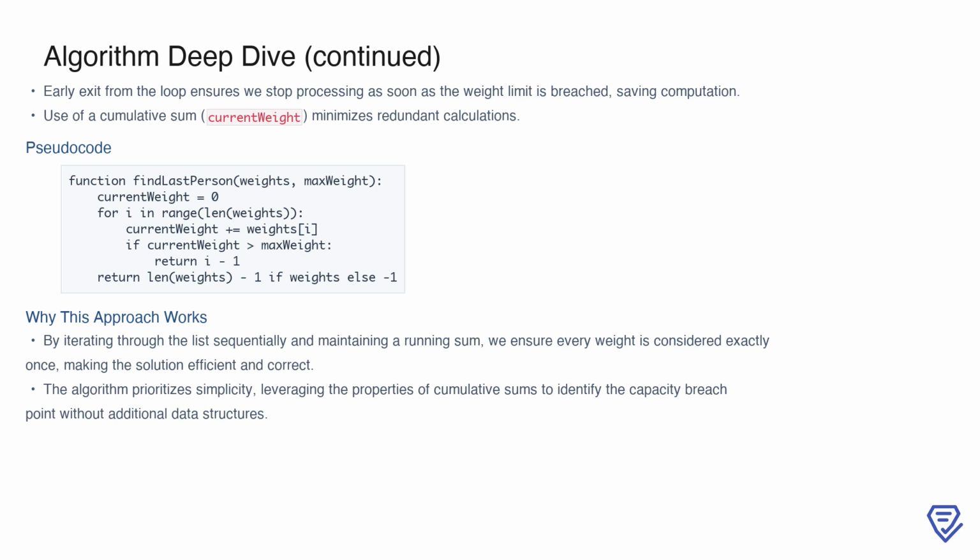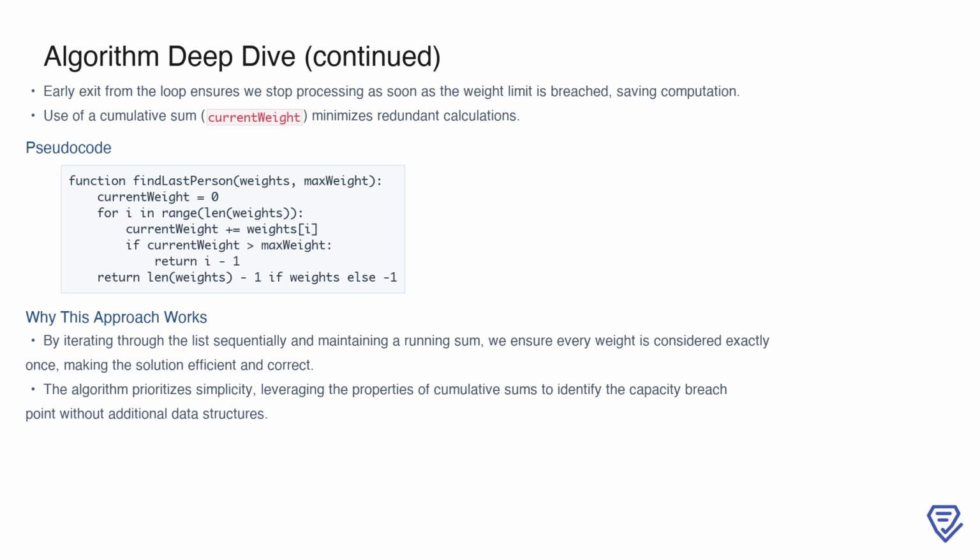Start by initializing current weight to 0. Loop through the weights using an index i. For each weight, add it to current weight. If the cumulative sum exceeds the maximum capacity, immediately return i-1. If the loop completes without exceeding the capacity, return the last index of the list, or -1 if the list is empty.